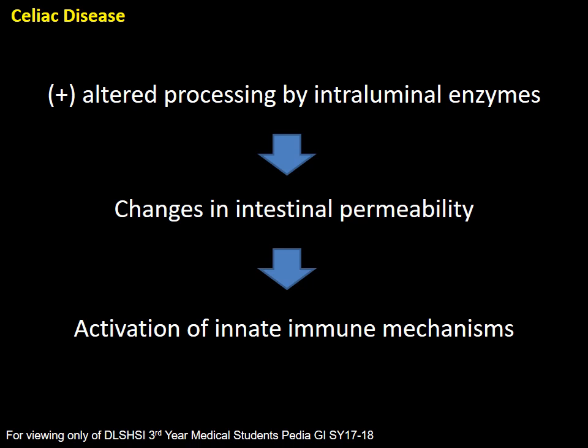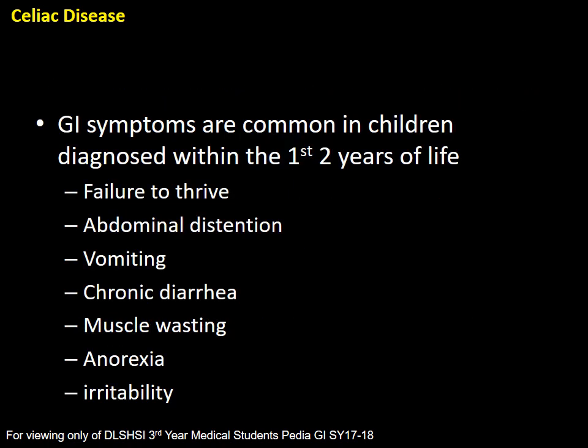In celiac disease, there's an altered processing by your intraluminal enzymes that leads to changes in intestinal permeability and activation of your innate immune mechanisms. Common gastrointestinal symptoms within the first 2 years of life are as follows.